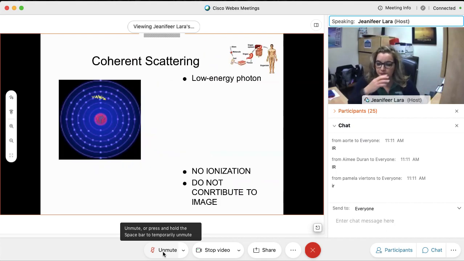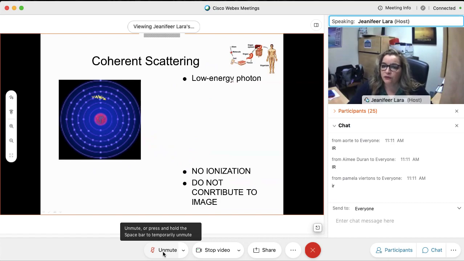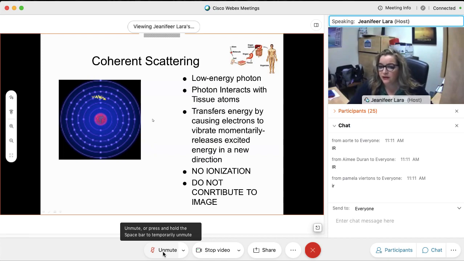Okay, so let's take a look at this chart. Let's go back and put it in words. Coherent scattering, classical interactions, or Thomson scattering, same thing. Low energy photons come in, okay? They do not ionize. Nothing is being removed, and they do not contribute to the image. However, they do interact with tissue atoms. This is an atom of the body. And they transfer the energy, causing electrons to vibrate, excitation, right? Releasing that excited energy in a new direction. There is your scatter. Got it?